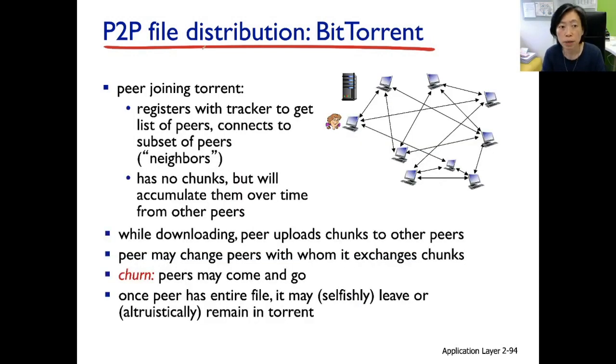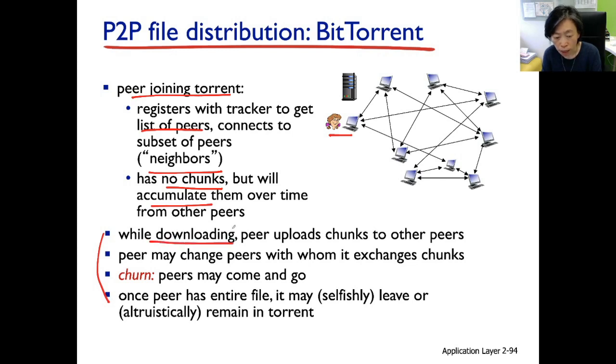Furthermore, about the operation of BitTorrent. A peer joining the torrent, as you've heard earlier, contacts the tracker to get the initial set of peers. And those peers that are connected to Alice will be Alice's neighbors. Alice at the beginning has no chunks, but over time, Alice will accumulate these chunks, eventually growing into a complete file.